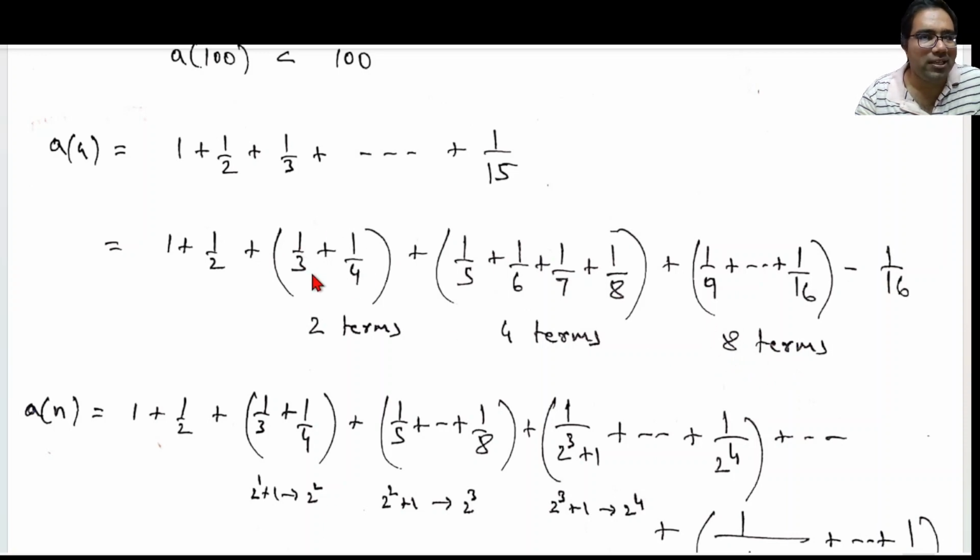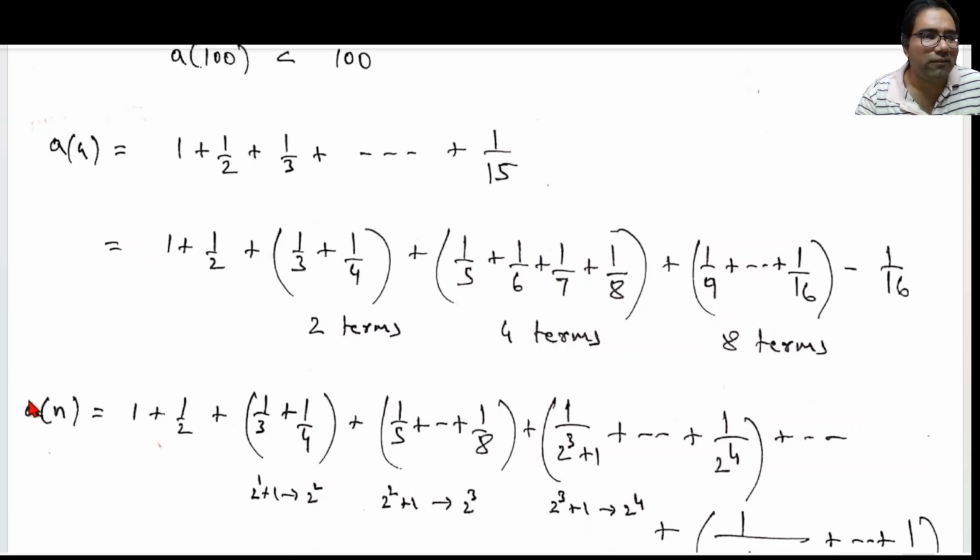Because 1 by 3 plus 1 by 4 is greater than 2 times 1 by 4. Similarly, 1 by 5, 1 by 6, 1 by 7, 1 by 8 is greater than 4 times 1 by 8. Similarly, 1 by 9 to 1 by 16 is greater than 8 times 1 by 16. We are doing this because we want to group them in this way.